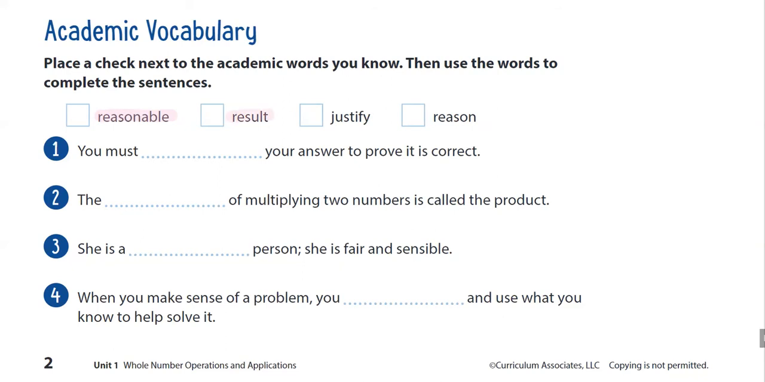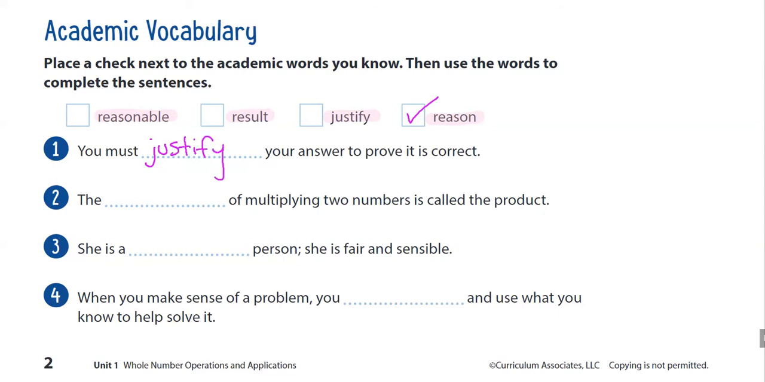Do you know what a result is? Do you know what it means to justify something? And you know what a reason is? I have a feeling that you know at least that one. Okay, so I'm going to help you with these, regardless of whether or not you know them. You must blank your answer to prove it's correct. Ooh, so in order to prove it, you must justify it.